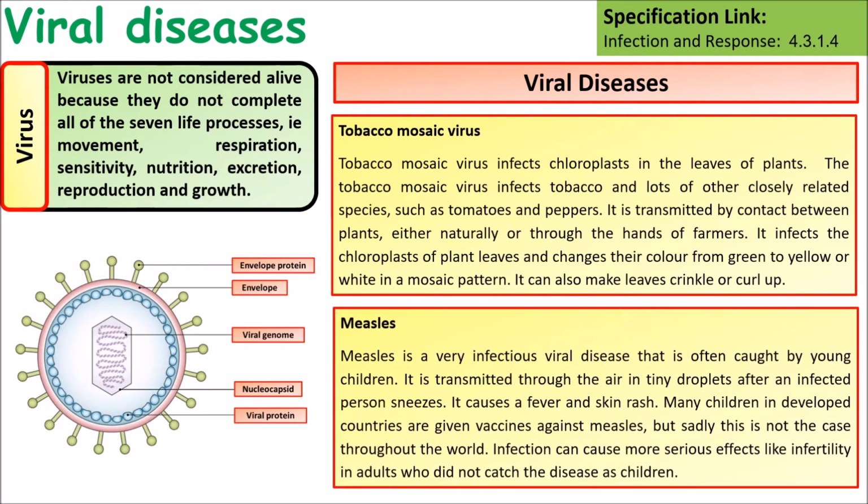Measles in humans. Measles is a very infectious viral disease. This is often caught by young children. Its transmission is through the air and in tiny droplets after an infected person sneezes. It causes fever and a skin rash. Many children in developed countries are given vaccines against it, however.